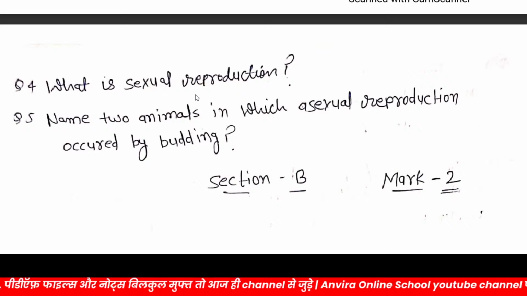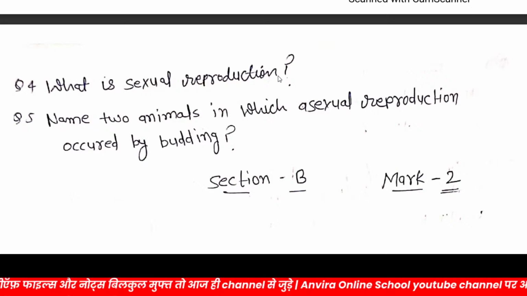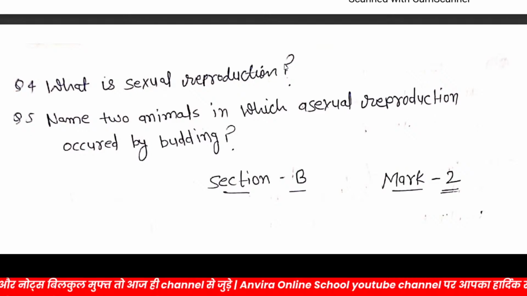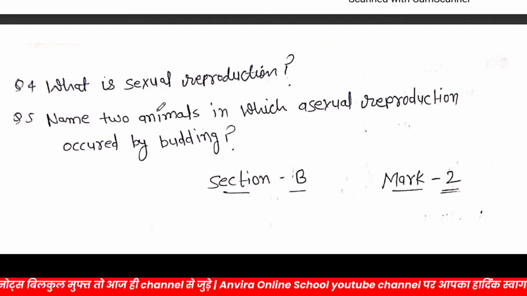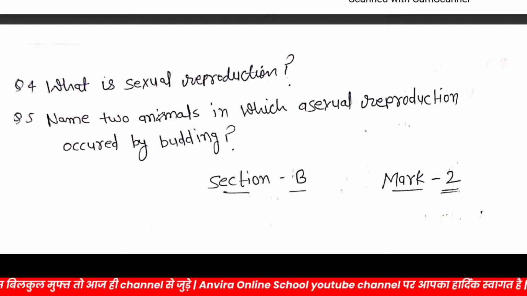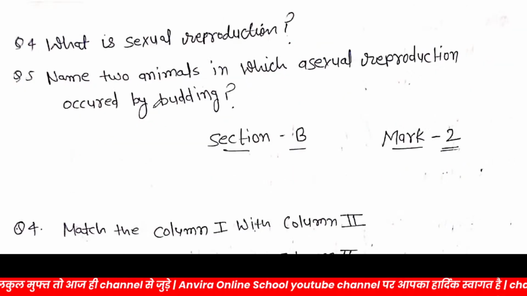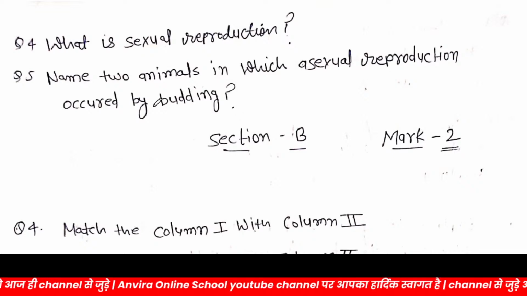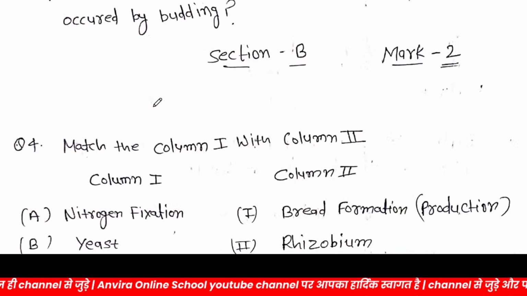Number 4, what is sexual reproduction? Reproduction resulting from the fusion of male and female gametes is called sexual reproduction. Next, number 5. Name 2 animals in which asexual reproduction occurs by budding. It's yeast and hydra. Okay.